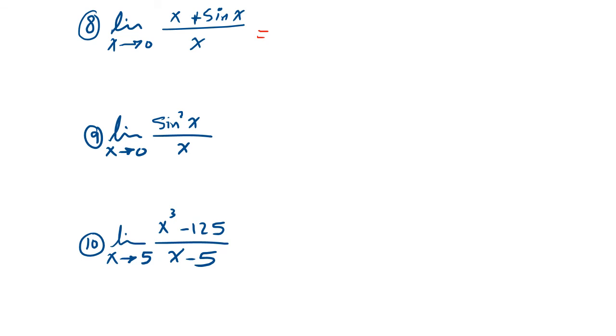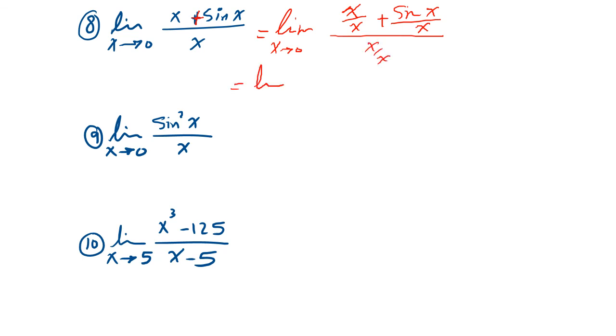Limit of x tends to 0 for x plus sine x over x. Of course, I can't take a highest common factor here, but I can divide all the terms of the equation by x. So x divided by x plus sine x over x divided by x. So it's going to be limit of x tends to 0 for 1 plus 1 over 1, which is equal to 2. So limit of this function is equal to 2, as 1 plus 1 is 2 over 1 is equal to 2.